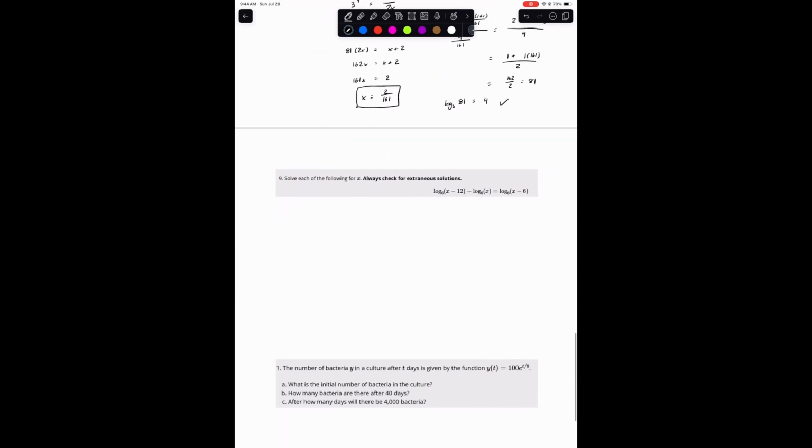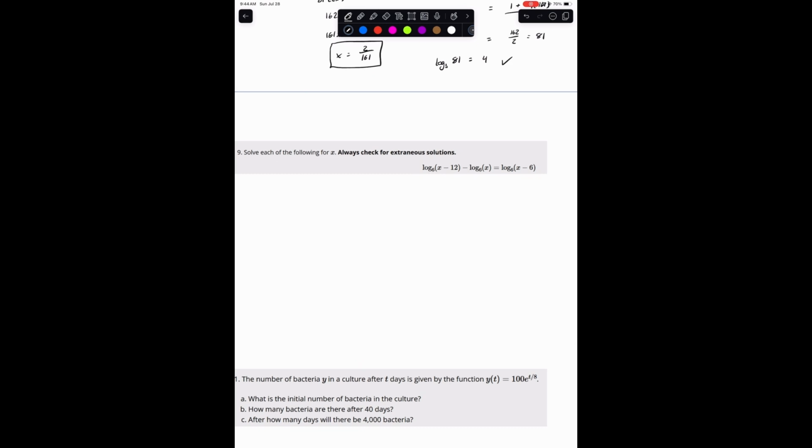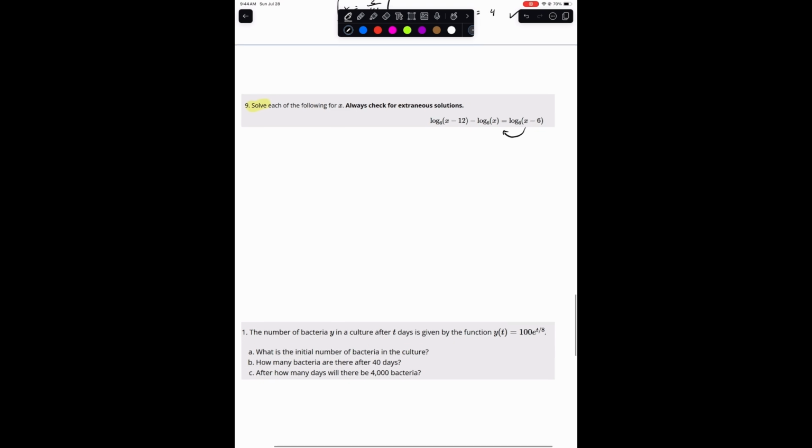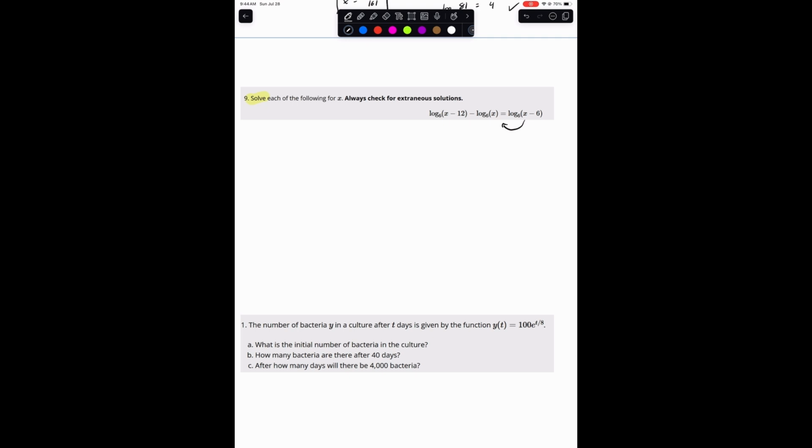All right. Number 9. We are solving again for x. We all have the same base, so what I would do is move everything to the left side first. It's kind of weird, but hopefully, at least for me, it will make sense in a bit.